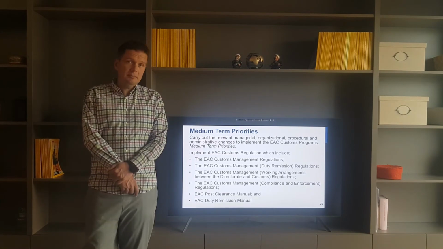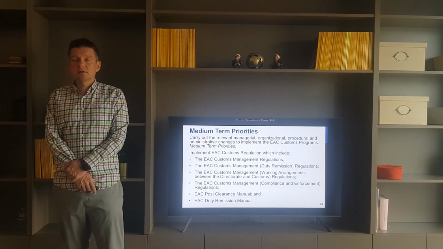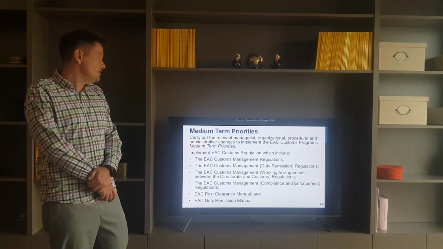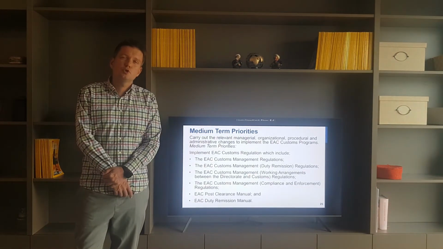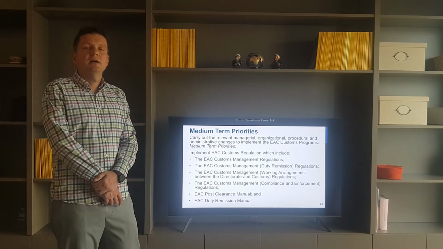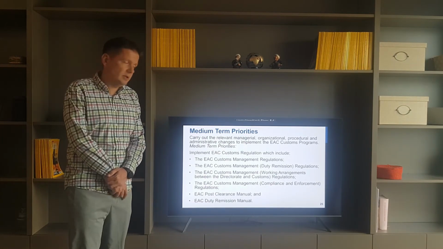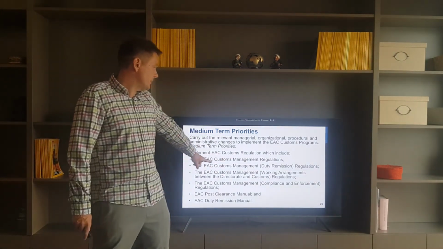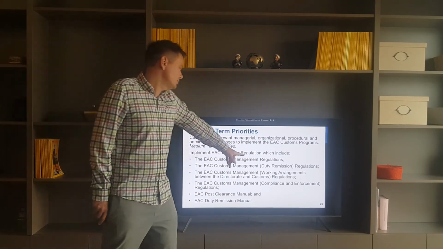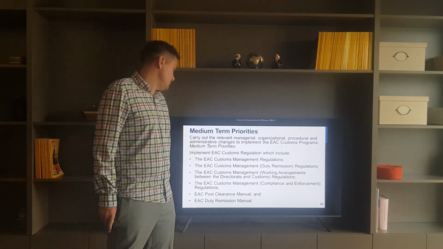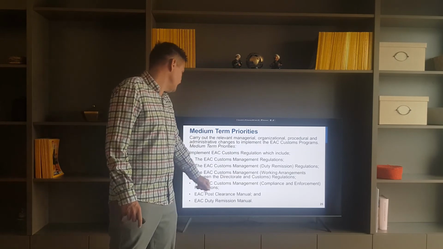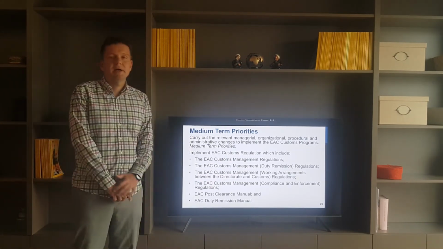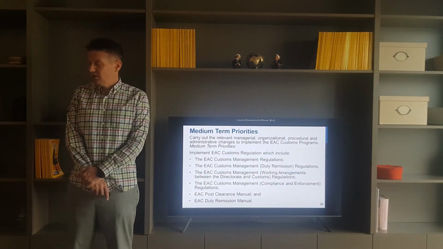In the medium term, it is painstaking work in order to implement the changes, administrative bureaucratic changes to the overall customs offices and the way the customs works. So we are talking here about all these customs management regulations, duty remission, work arrangements related to the Directorate of Customs, compliance and enforcement, clearance manuals, remission manuals, all this. All right, let me continue.